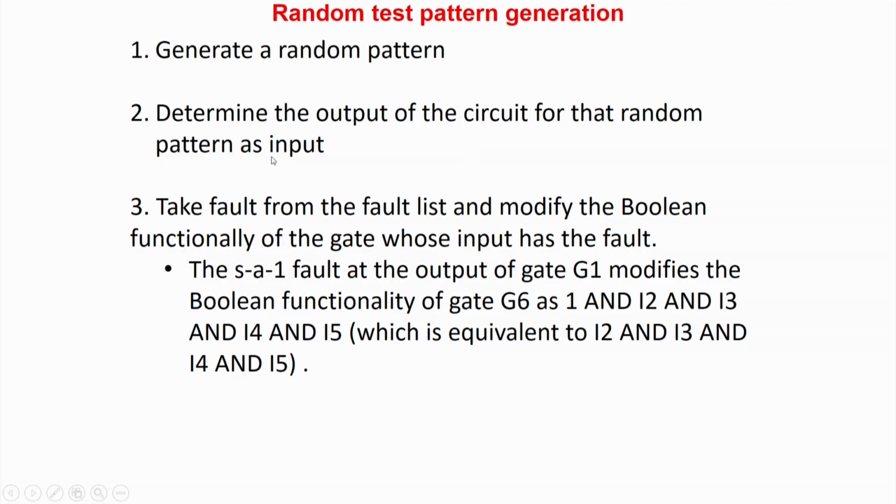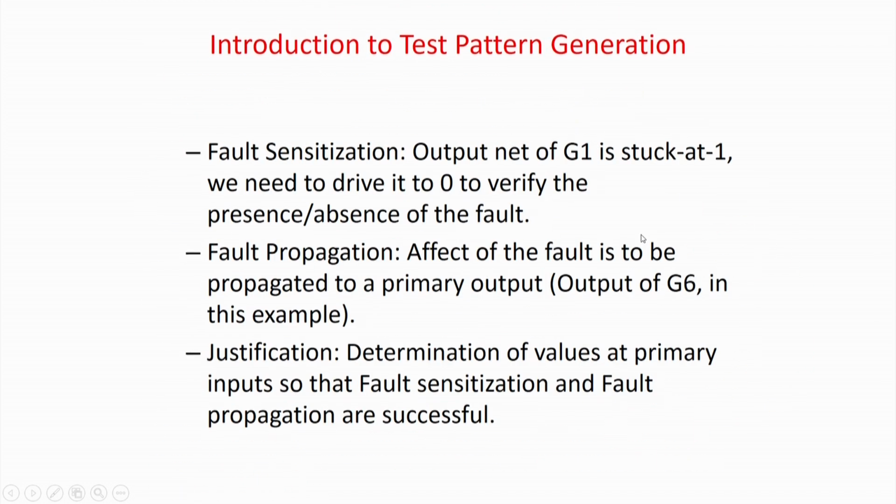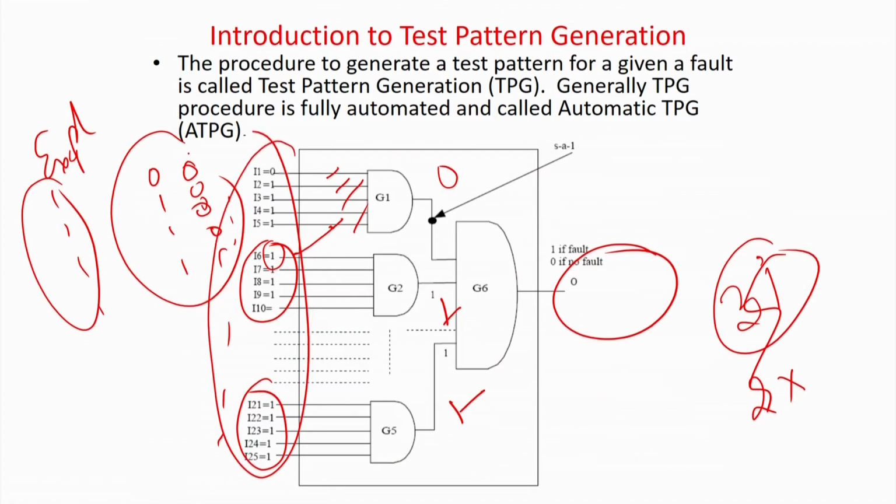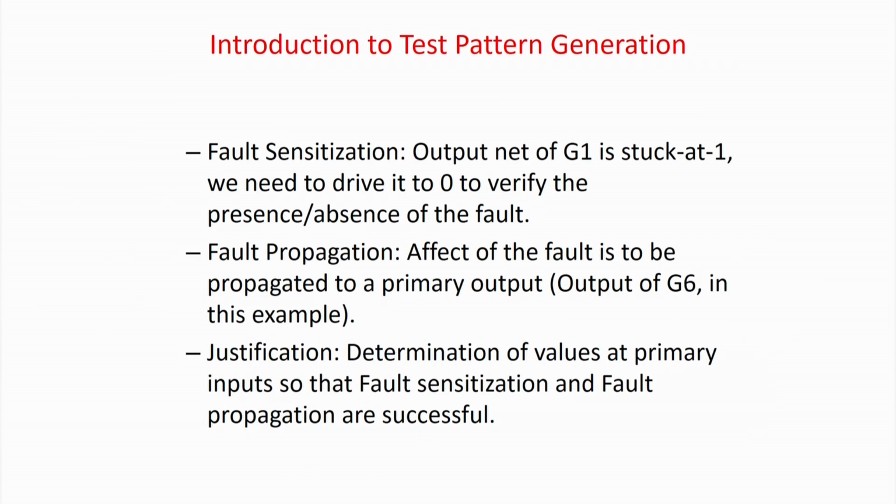So, basically what is the algorithm? Generate a random pattern, determine the output of the circuit for that random pattern as inputs. Take faults from the fault list and modify the Boolean functionality of the gates, putting in the faults. That is what I am doing. I am taking a random pattern, I am applying this to this circuit. I find out the normal values. Then I take one fault at a time and I change the Boolean values, and I find out which faults are getting detected by the random patterns. Those faults I will keep on deleting from my fault list.